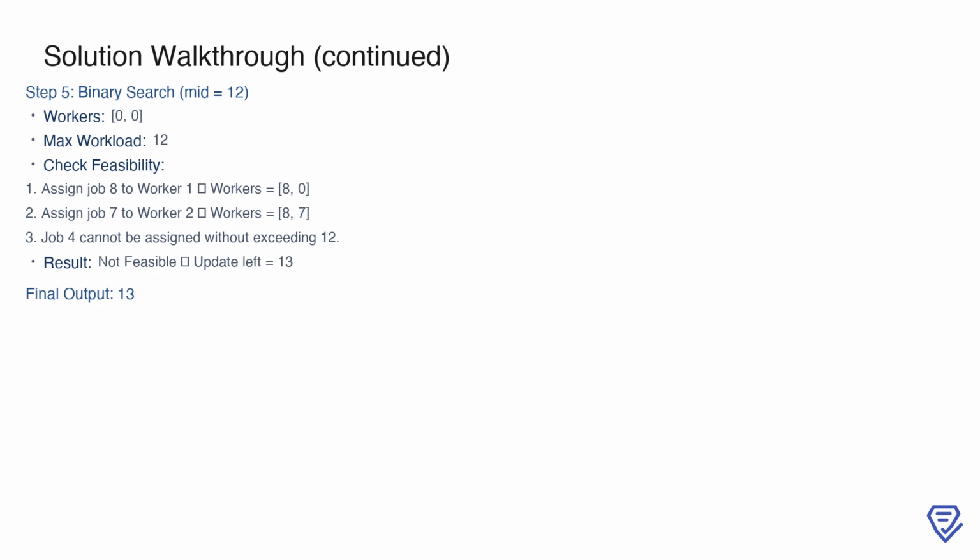At this point, the left and right bounds converge at 13, which means the minimum time required to finish all jobs with 2 workers is 13. This concludes the solution walkthrough for this example.